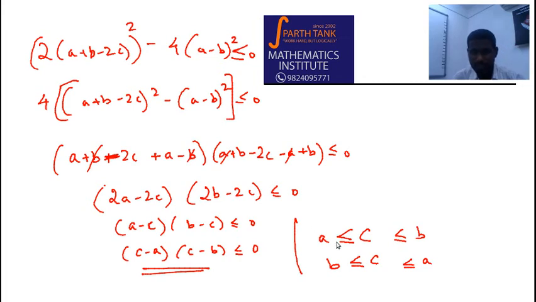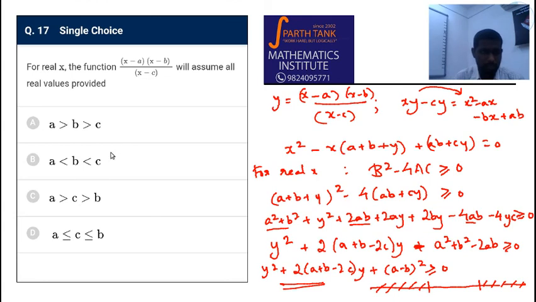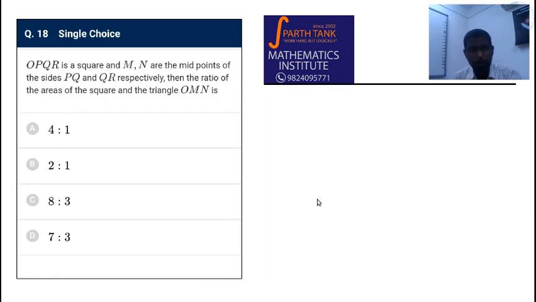So the conditions are c should lie between a and b, which among these four is satisfied only here. C lies between a and b, including, right? Because this also includes c between a and b, but still the equal to sign is not there. The inclusive sign is necessary. Okay? Let us move on to question number 18.